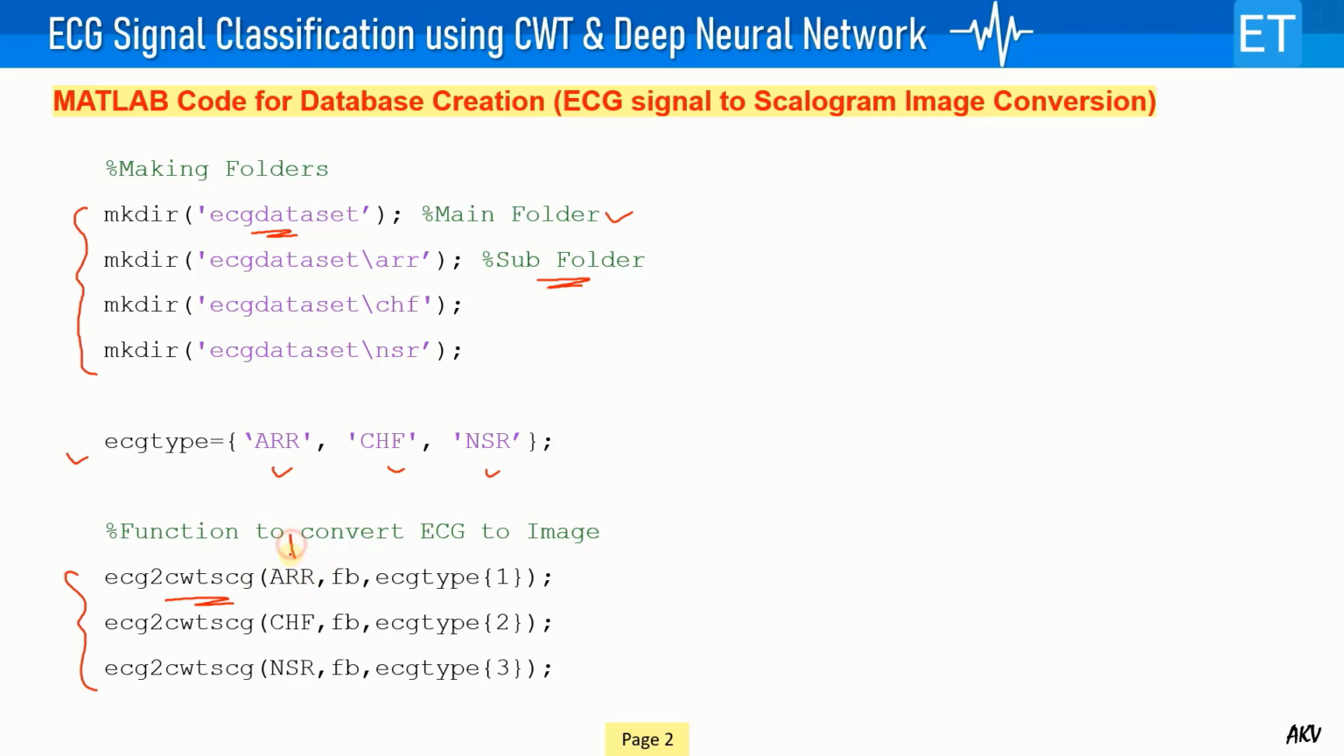So here we are passing this ARR matrix which carries 30 recordings, and FV, that means your CWT filter banks, and then ECG types, that means one of these strings. So 1 means we are passing ARR, and 2 means we are passing the CHF string, and 3 means we are passing the NSR string. So this is a program which will create our database. But now let us see what is inside this custom function ECG2 CWT SCG.